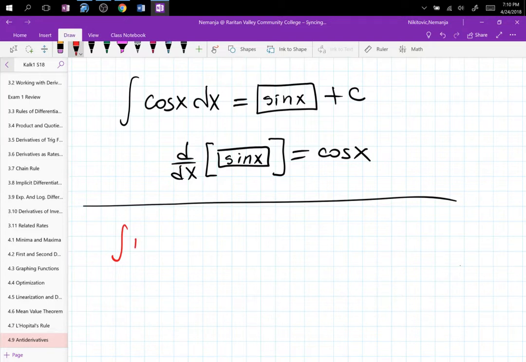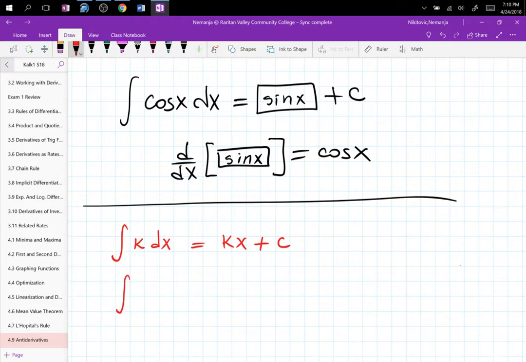Integral of the constant k dx is going to be kx plus constant c. So integral of 3 is 3x plus c. Integral of pi is pi x plus c. So whatever constant you have, if you're integrating only a constant, you are going to get kx plus c.